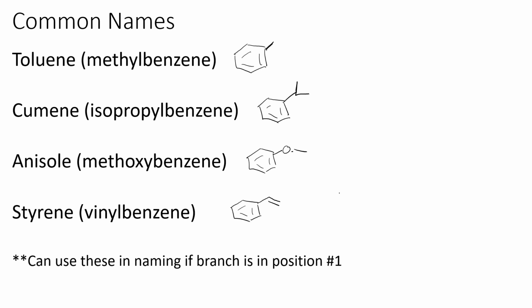These common names can pop up in naming larger groups if that branch is in position number 1. So we can have a chlorotoluene, or 2-chlorotoluene, and we can name it with the common name of toluene if we have both a methyl and a chlorine on it at the same time. But the key is that the branch that makes it toluene needs to be in position number 1. So you will see some of this common name pop up again as we start looking at larger groups with benzene.